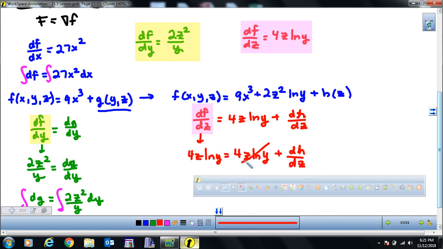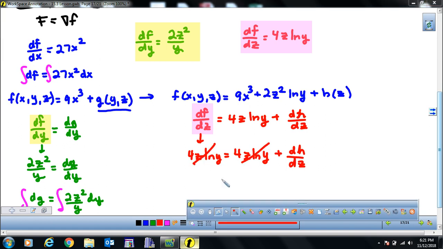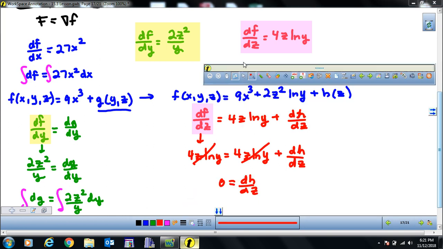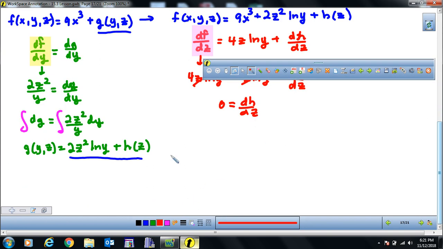And we end up with the fact that dh over dz is equal to 0. So that means that this potential function does not depend on z, meaning that this is only going to be some constant c at last. So what is our potential function? Let's put it here.